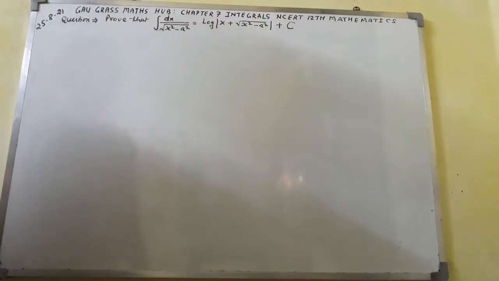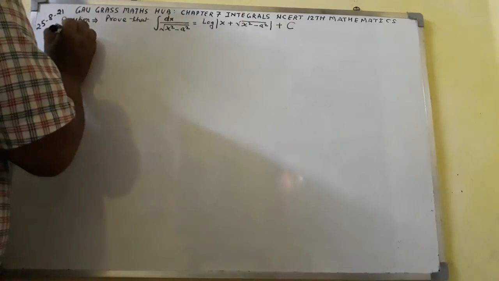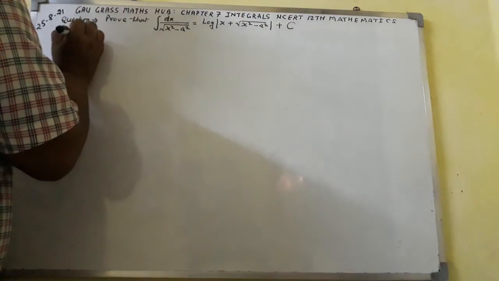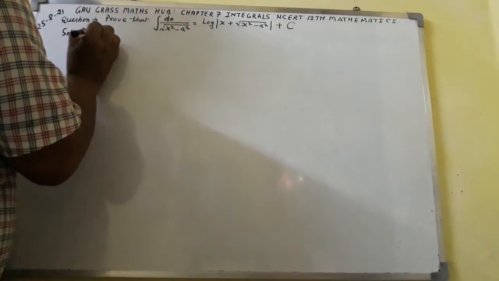The question I have taken: prove that the integral of dx over under root x square minus a square equals log mod x plus under root x square minus a square mod plus C. Now let us come to the solution.